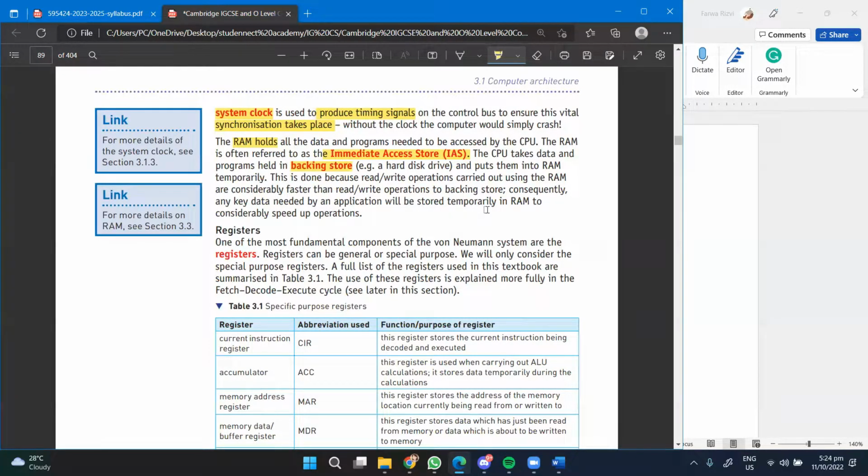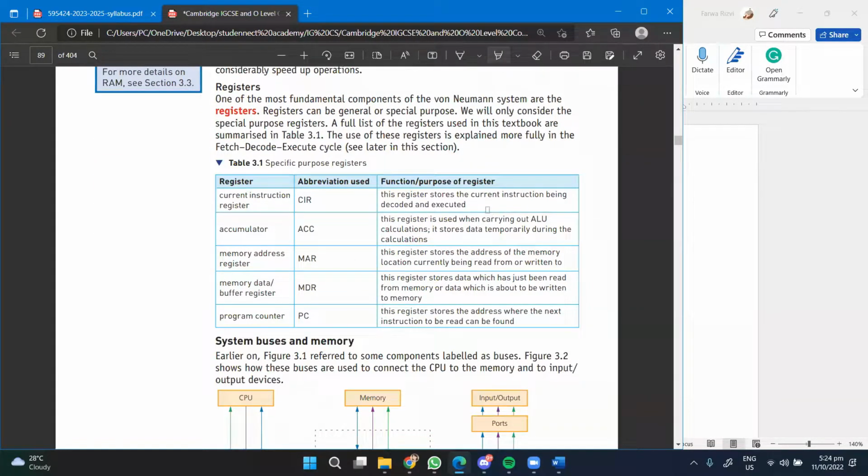A full list of the registers used in the textbook is summarized here. So the first one that we had seen was the current instruction register, or the CIR. The function of this register is that it stores the current instruction being decoded and executed.